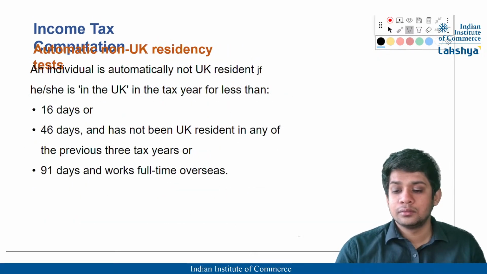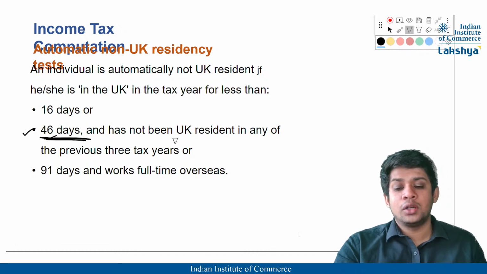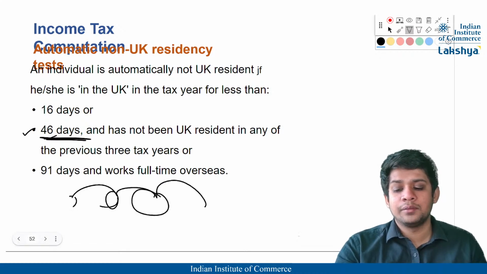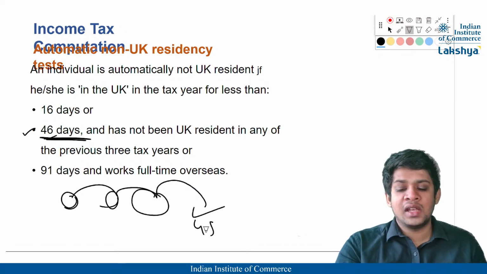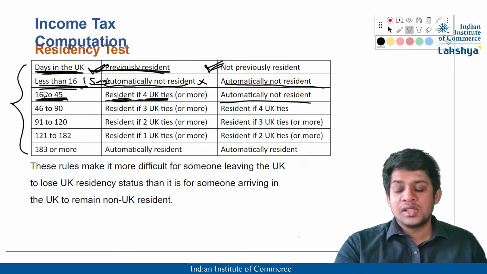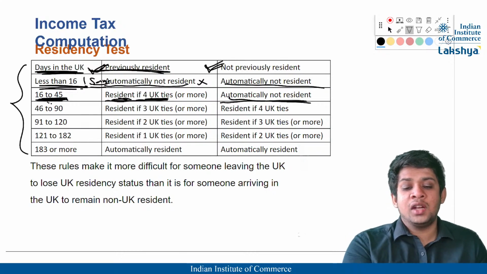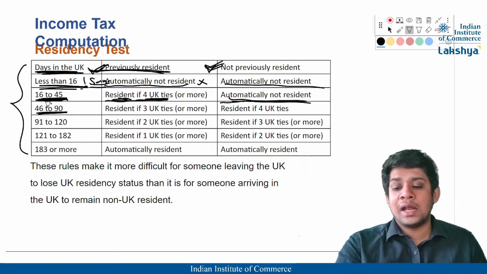Yeah. If he has stayed for less than 46 days, then he will automatically be a non-UK resident if he was not resident in the previous 3 tax years. Okay. So for this year, he will automatically be a non-UK resident, probably if he has stayed for 45 days. So 16 to 45 days, he will automatically be a non-UK resident if in the previous years he was not a UK resident. Okay. Then comes 46 to 90 days.